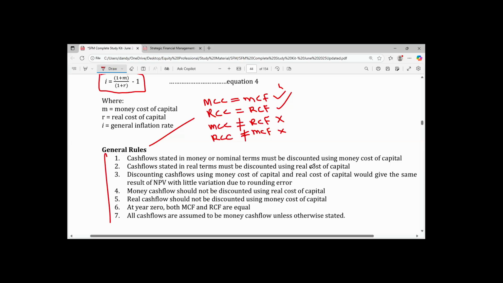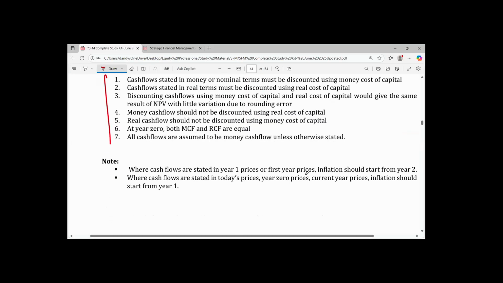Finally, this is most important. Now, if in the question the cash flow given to you are stated in first year prices or year one prices, it means that you must start inflating the cash flow from year two. I repeat, if in a question, cash flow given to you are stated in year one prices or first year prices, inflation should start from year two. Now, the fact that I said inflation should start from year two does not mean that your n is equal to 2. Your n will still be 1.